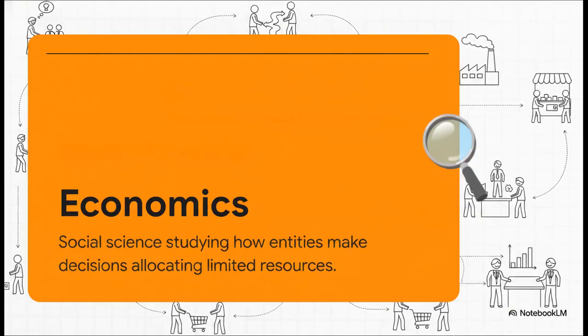At its core, economics is a social science. It studies exactly how individuals, businesses, governments, and entire nations make decisions about allocating limited resources. So the absolutely crucial takeaway here is that economics isn't just math, right? It's fundamentally the study of human decision-making. It looks at how goods and services are produced, distributed, and consumed, and how every single one of those choices ripples out to affect society and government policy.